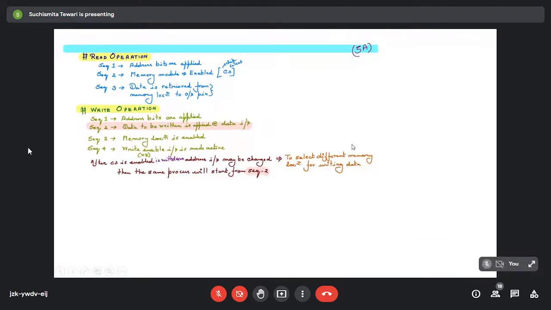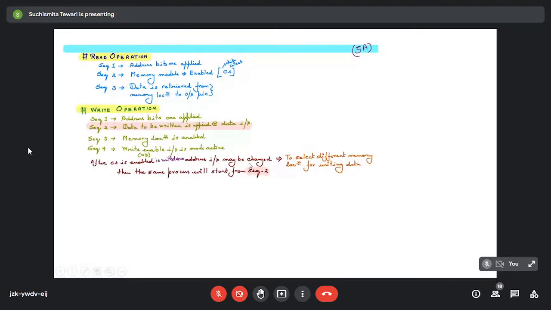In that case, what will happen? Again, the same process will start, because now it will point to a different address. So here basically step 1 is taking place: the address bits are applied and it is now pointing to a different memory location. After that, if we want to write, steps 2, 3, 4, all these steps are going to be performed. So it has 4 plus 1.